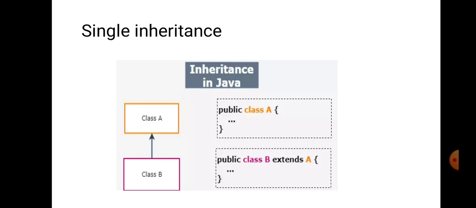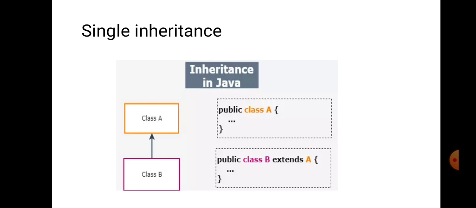To inherit the features of class A, we declare it as public class B extends A. Here remember, we are using the extends keyword to inherit the features of class A. If we want to take some features of class A, we use the extends keyword. To derive a new class, we write class B extends A.